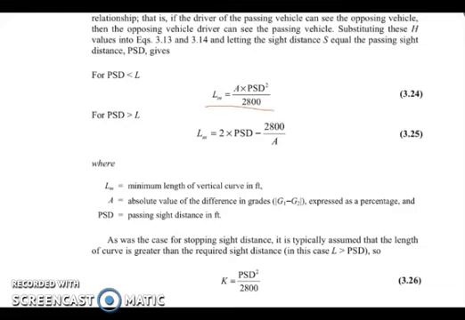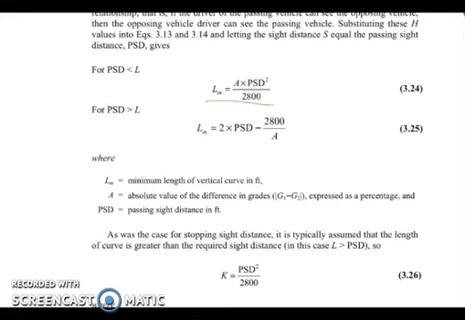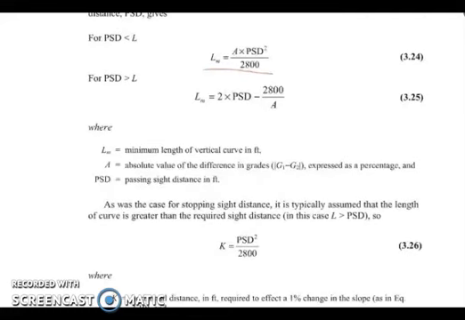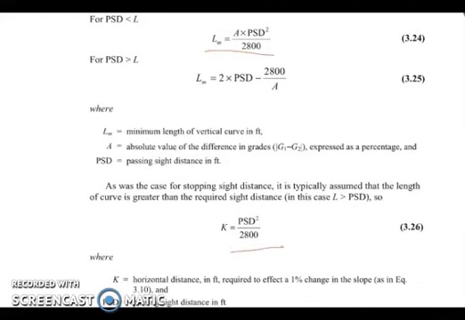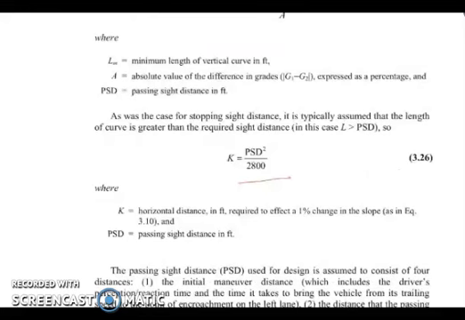As in the case of stopping sight distance, it is typically assumed that the length of the curve is greater than the required sight distance, which means L is greater than PSD. So we have the formula for K, which is PSD squared all over 2,800. K is the horizontal distance required to effect a 1% change in the slope, and PSD is the passing sight distance.